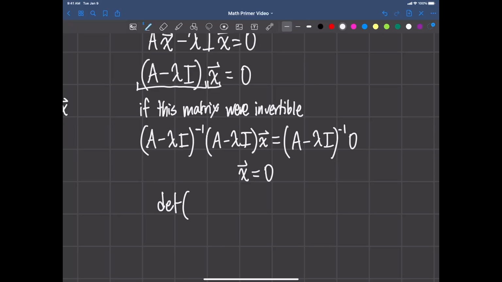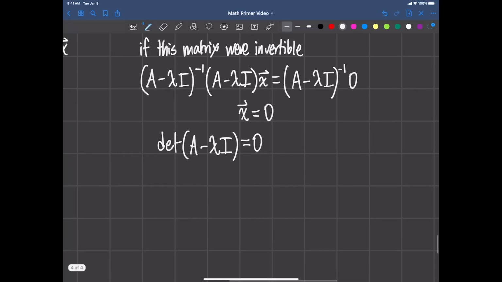So, the determinant of A minus lambda I is 0. This is called the characteristic equation, and the solution to this equation will be the eigenvalues. So we solve this equation and we get the eigenvalues that we are looking for.